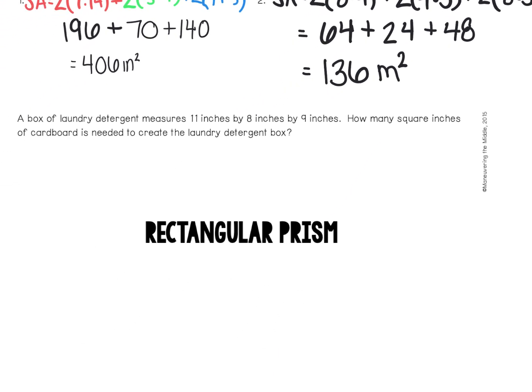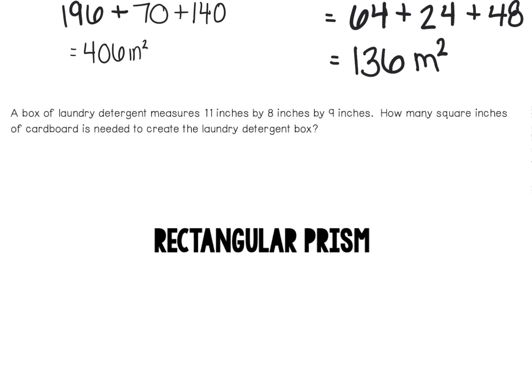It says, number 3, a box of laundry detergent measures 11 inches by 8 inches by 9 inches. How many square inches of cardboard is needed to create the laundry detergent box? So if it helps, you are welcome to sketch that box. Some people have a hard time sketching 3D shapes. So I'll tell you this now, and then I'll try to remember on your summative too. A lot of times on your summative or on a worksheet, when you have a word problem like this, the shape might not be drawn for you.